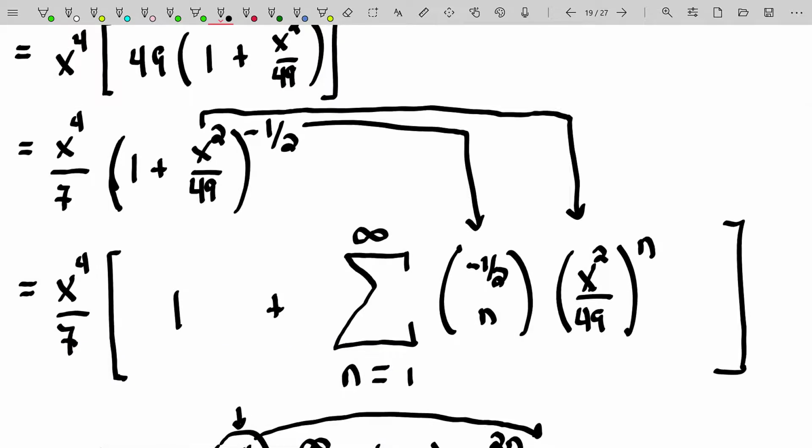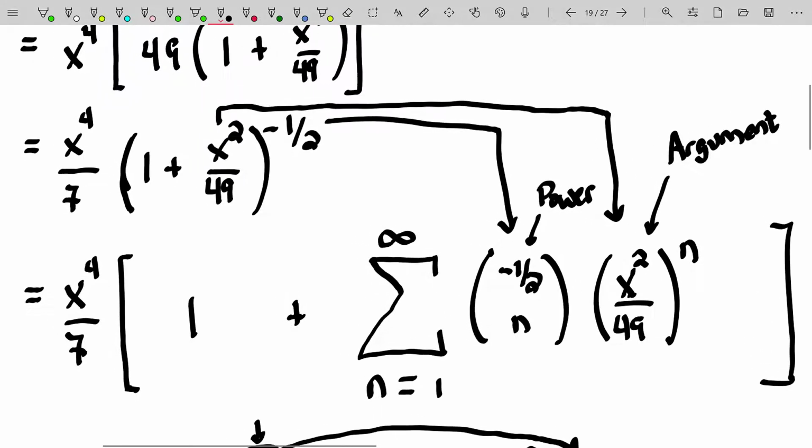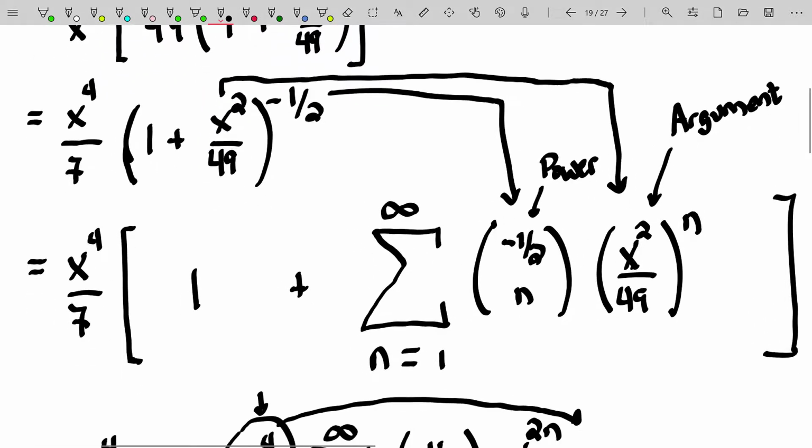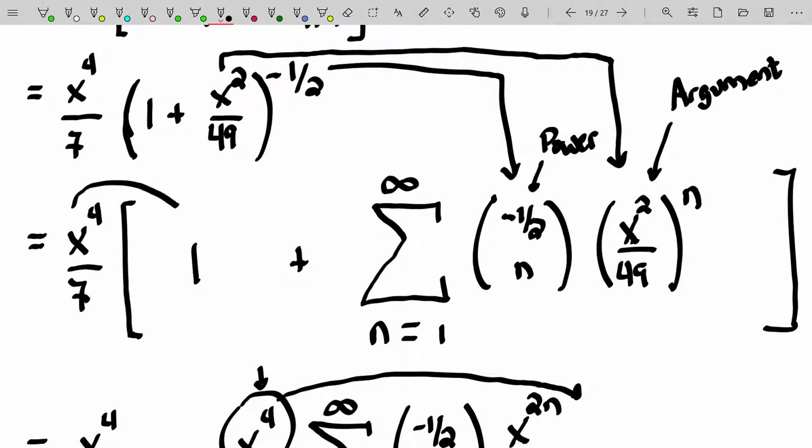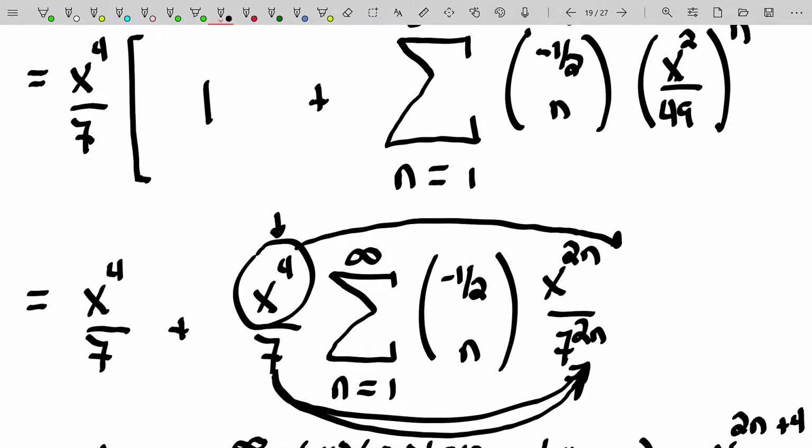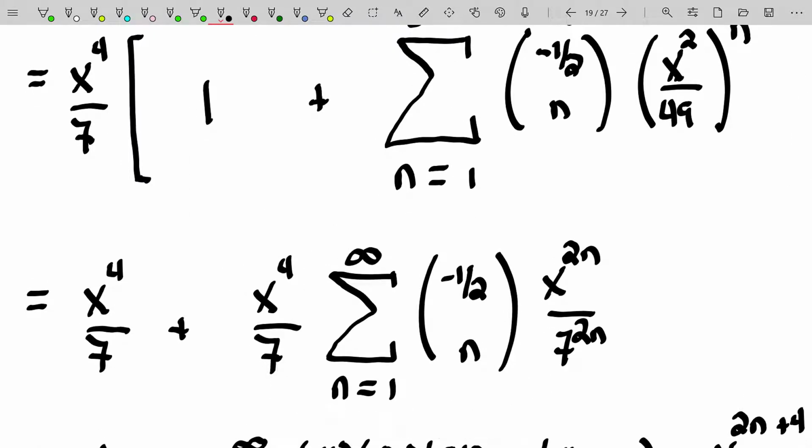So I wrote the x to the fourth over 7 out front, and it ends up being 1 plus the summation from 1 to infinity. And then again, it's the power, choose n, times the argument, which normally would be called x here, but it's now x squared over 49, raised to the nth power. So far, so good. All we're doing is copying a formula, and then you would distribute this x to the fourth over 7 through to both terms. And you get to this point right here.